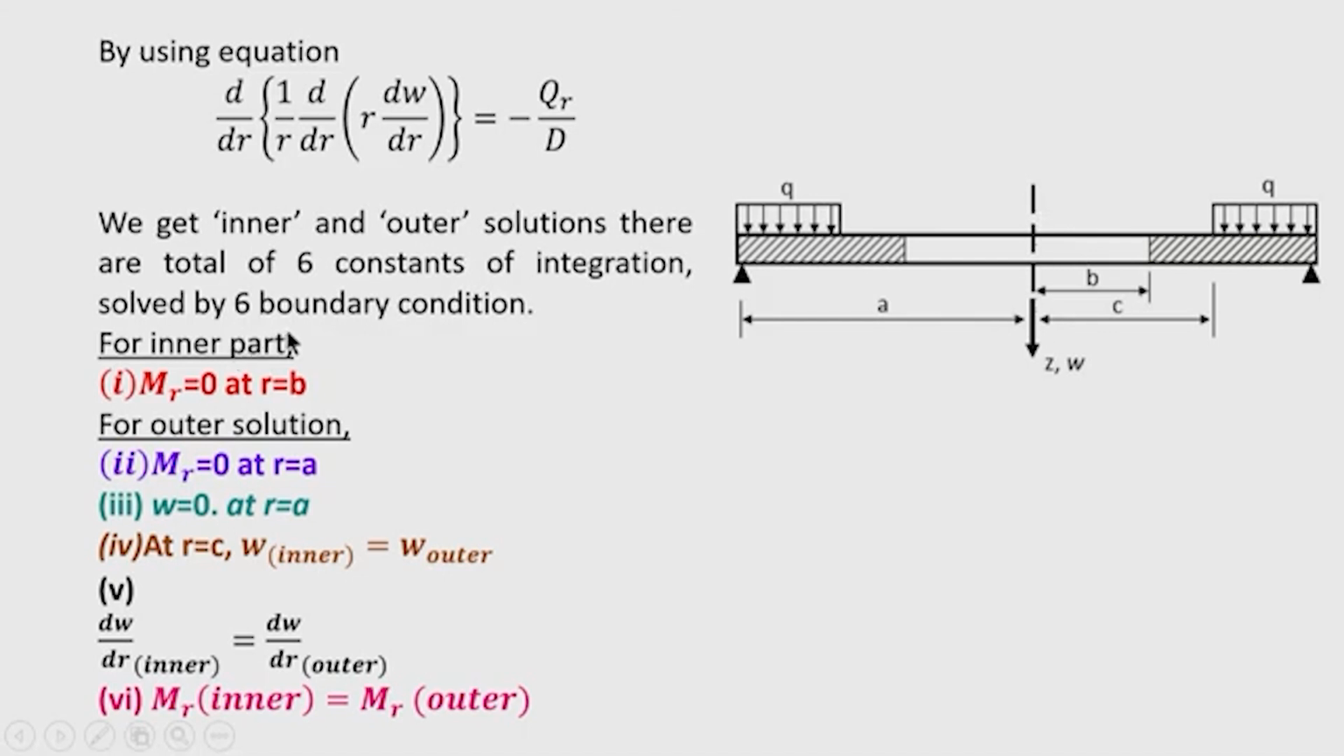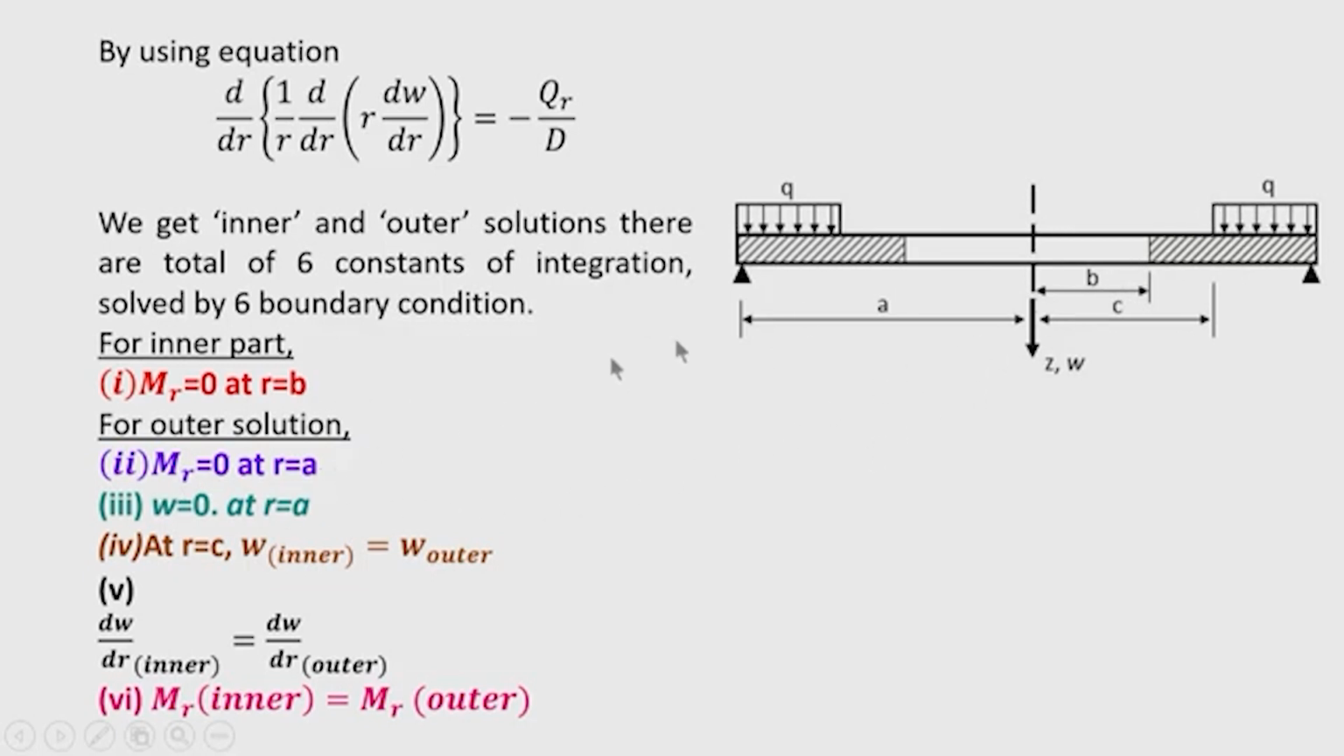For the inner part, at r equal to b, no moment is acting because it is a free end and no externally applied moment is there. Therefore, we take m r equal to 0 at r equal to b. So, this is one condition. Then for the outer region, or outer solution, that we have obtained where the load is considered q.